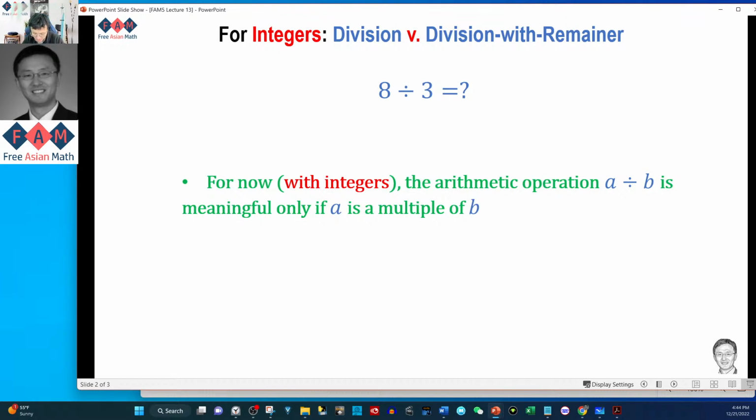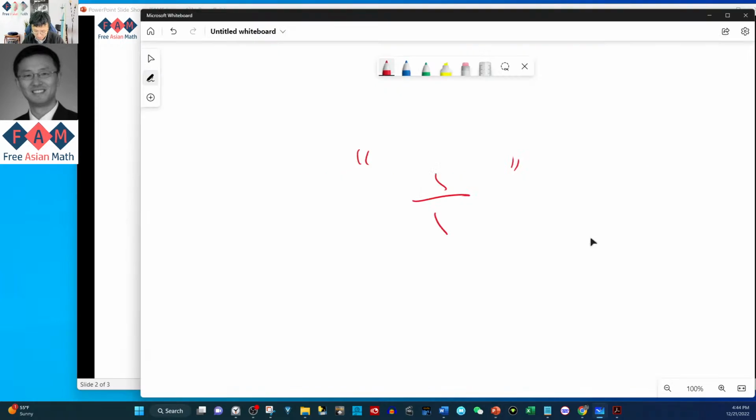What does it mean that a is a multiple of b? Well, the concept of multiple is actually nothing but a multiplication concept, right? So when we say 2 copies of 4, or 2 times 4 equals a, then a is a multiple of 4, 2 copies of 4. By the associative property, we can also say a is 4 copies of 2. Either way, it's true. So we do know what a multiple means.